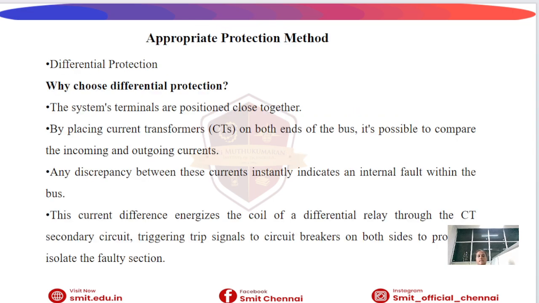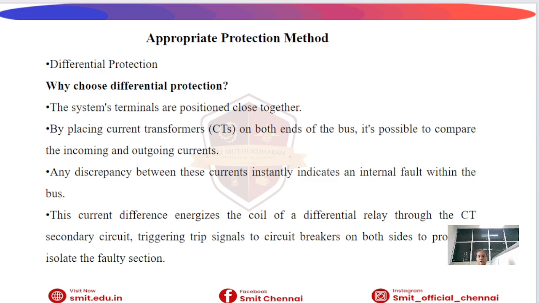Appropriate protection methods. The differential protection is used to protect the bus bars. So why choose differential protection? The system's terminals are positioned close together. By placing current transformers on both ends of the bus, it's possible to compare the incoming and outgoing currents. Any discrepancy between these currents instantly indicates an internal fault within the bus.